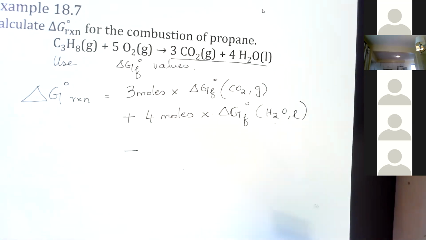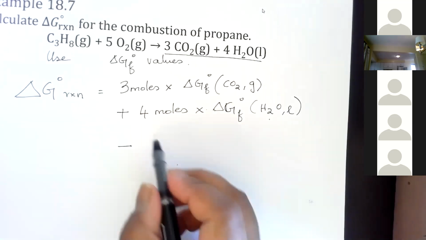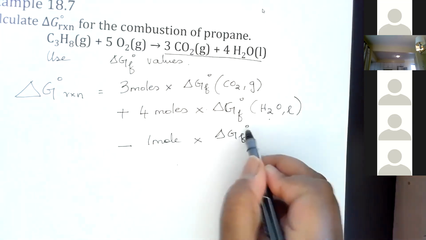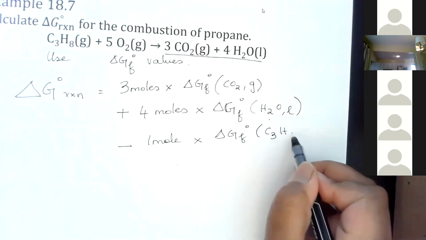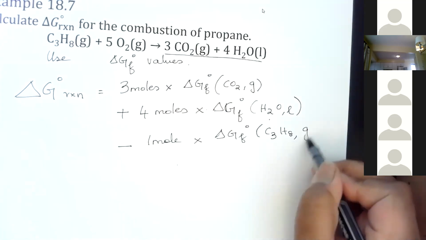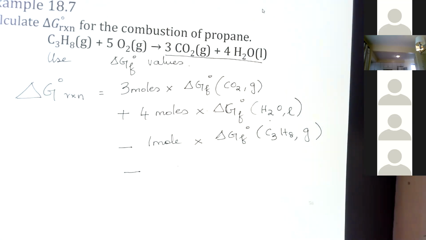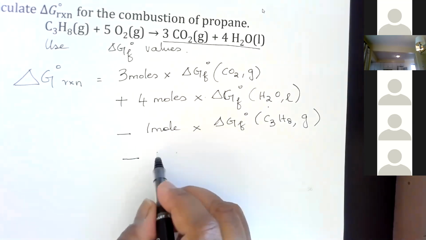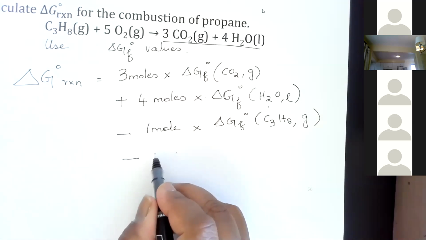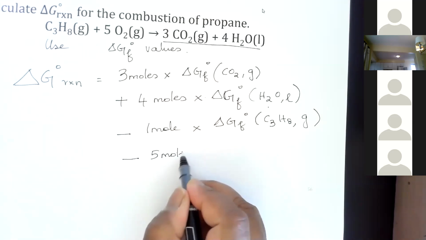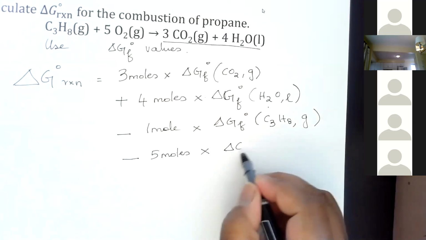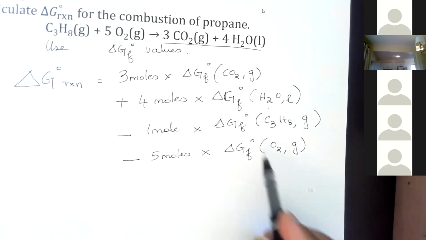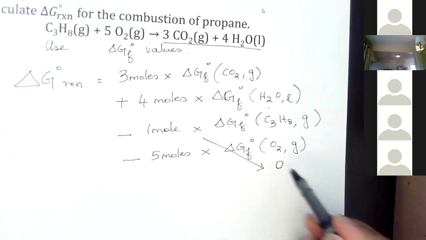Now next comes our reactants. 1 mole times delta GF0 for C3H8, and this is propane. Okay, you have propane tanks for grilling. And I'm going to put another negative sign. I'm going to make it simple, like all negative for the reactants, positive for the products. Okay, 5 moles times delta GF0 for oxygen. Now, what did we say about oxygen gas? It's 0, that's right.